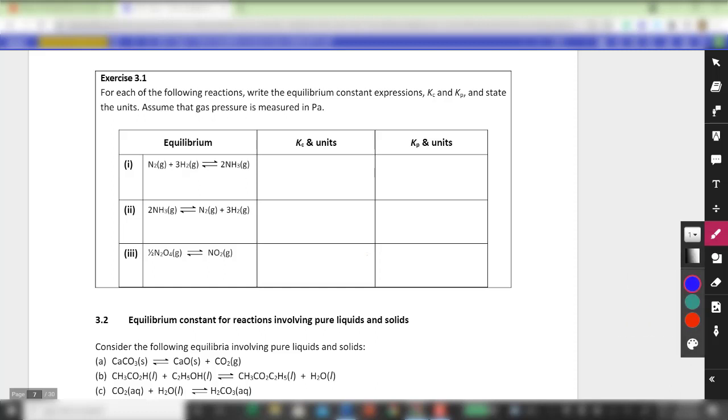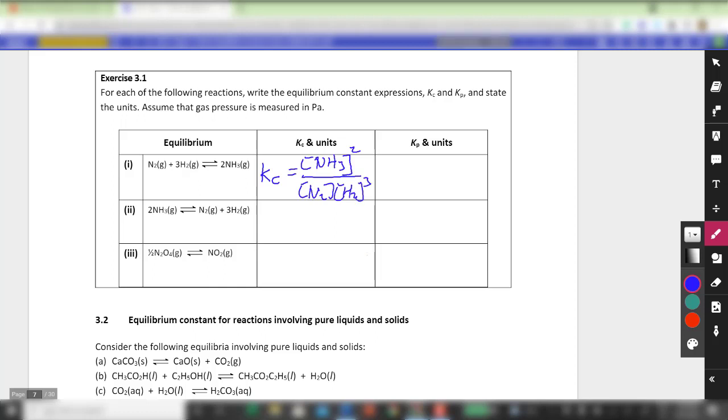For the Haber process, in this case, Kc is equal to the equilibrium concentration of the product. You notice I emphasize equilibrium concentration and not simply concentration, because many times students will mistake these for the initial concentration. These are equilibrium concentrations. Then divide by the reactants, so that's N2 to the power 1, and H2 to the power 3.